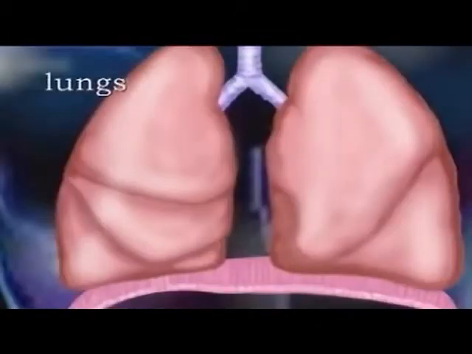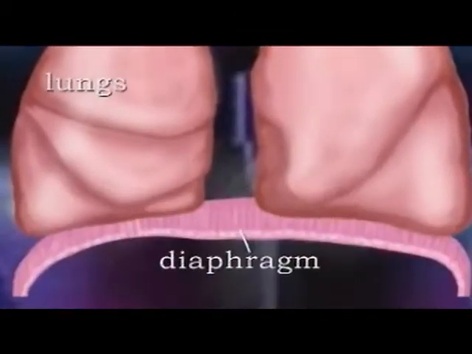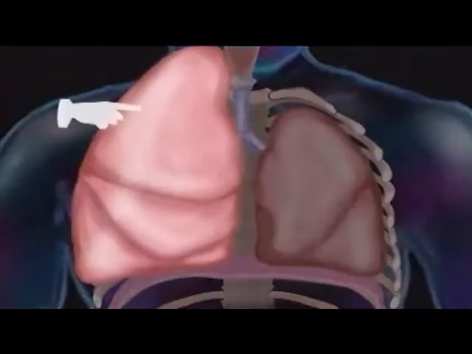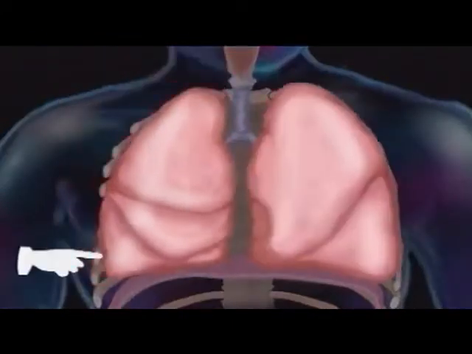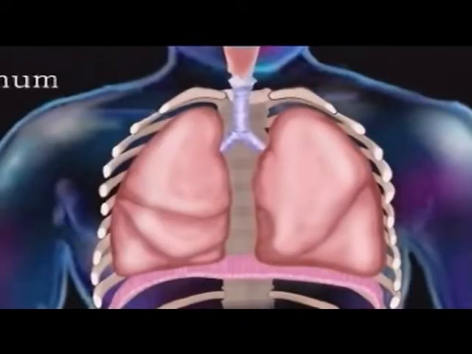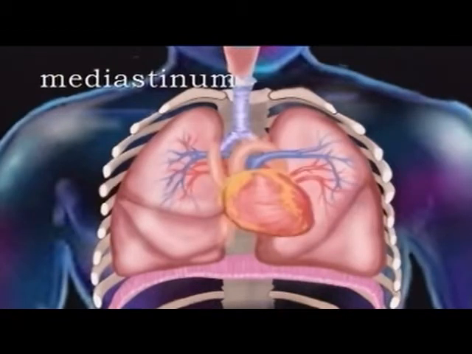The lungs extend from the base of the neck to the diaphragm and fit inside the thoracic cavity. The right lung consists of 3 lobes, the left lung of 2. The space in between the lungs is called the mediastinum and contains the heart and blood vessels.